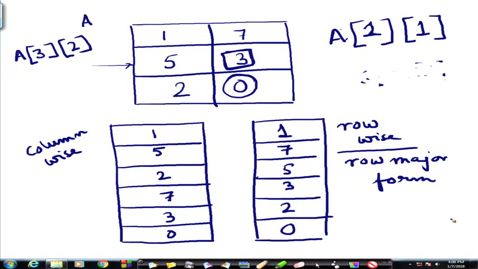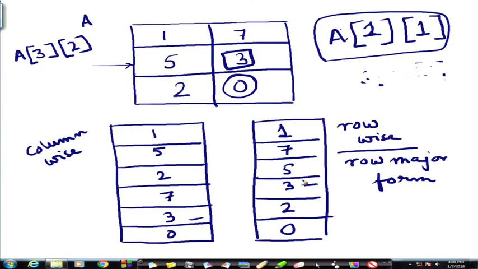Now, what is the address of this element? Where is it stored? You can see that 3 has been stored here if I store in the column major form, but if I store in the row major form, it is here. So, whenever I am trying to find this element out of this memory representation, I will actually have to fetch it from the memory, right. So, therefore, I have to find out the address of this, and for that I need to know where it is stored, row wise or column wise.